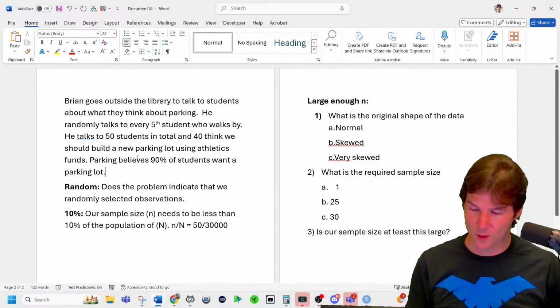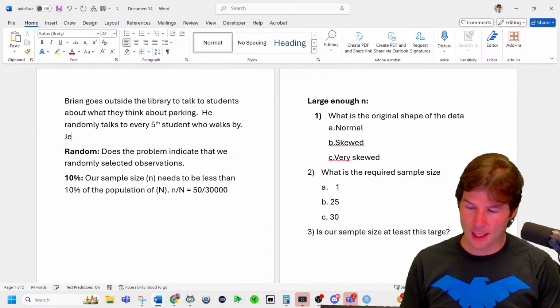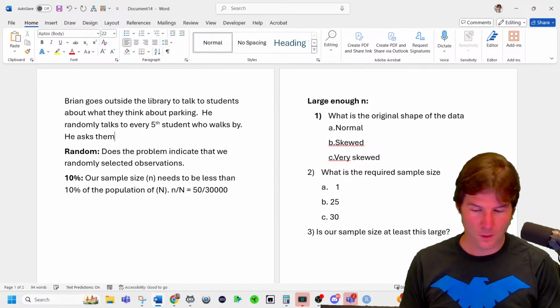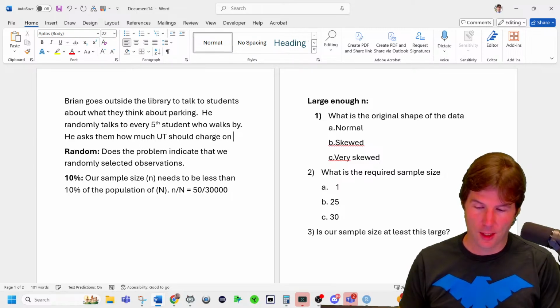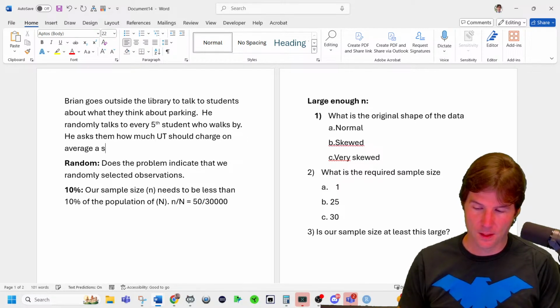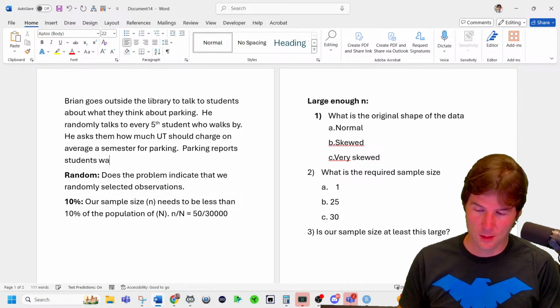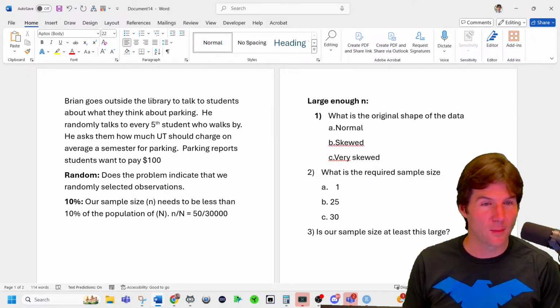So the question would have to read, he asked them how much UT should charge on average a semester for parking. Reports students want to pay $100. I don't even know if that's even close to what we pay.